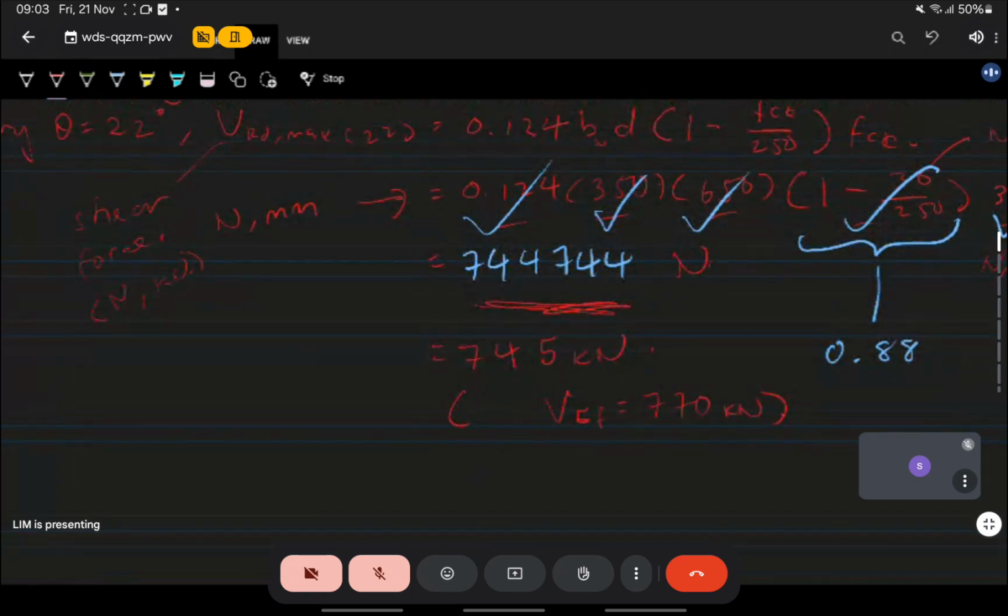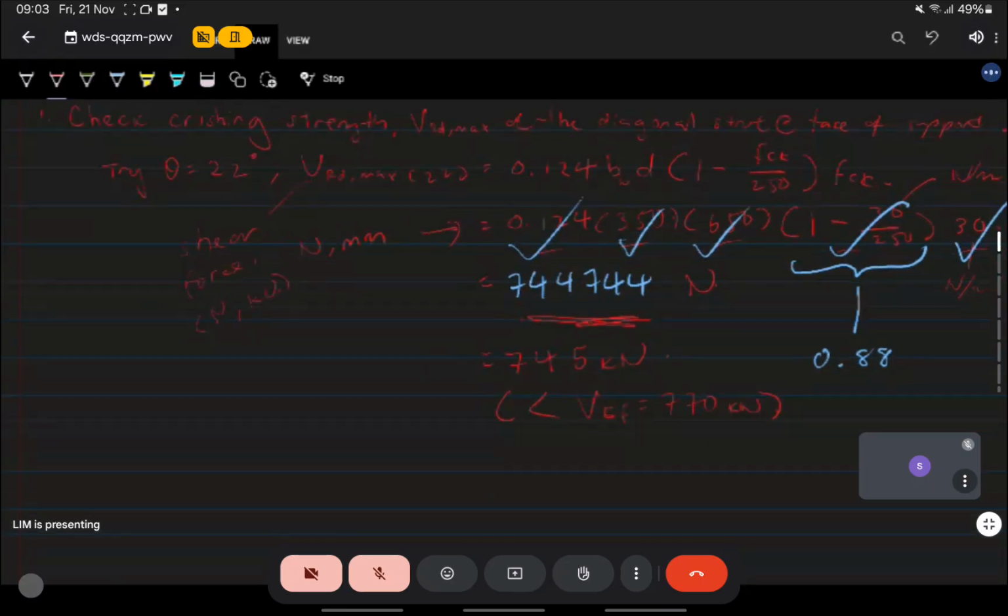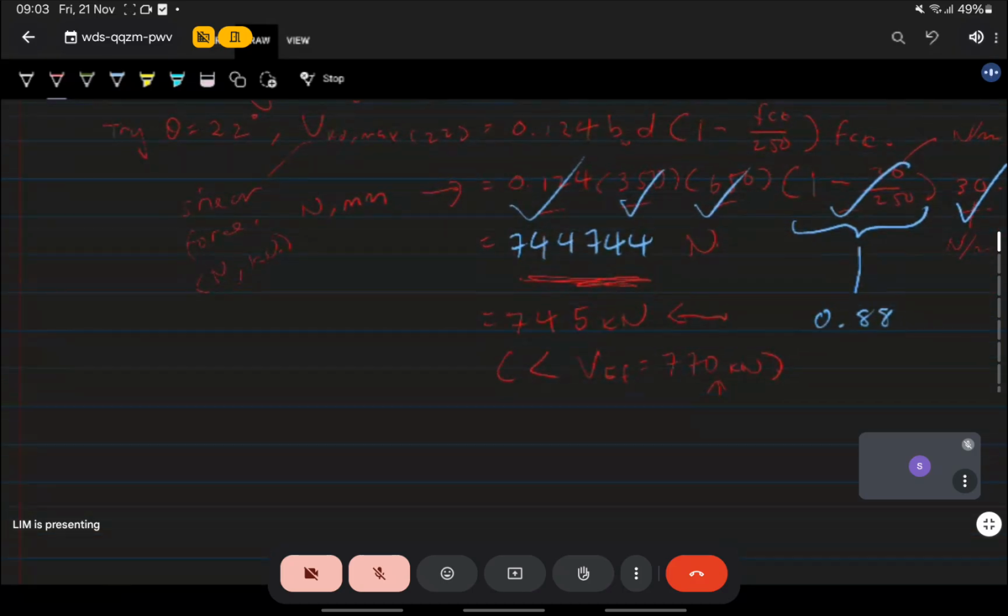Our capacity is 745. So obviously it's less. Okay, so it doesn't work. So our concrete strut fails. Because our concrete strut, we only have a strength of 745. The actual force it has to resist is 770. Not enough. So let's try the other angle, the bigger one, 45.